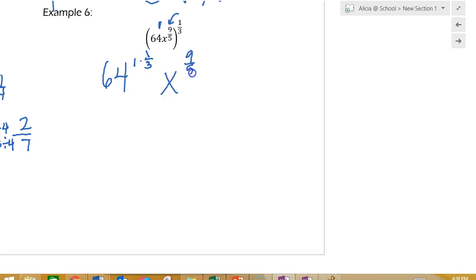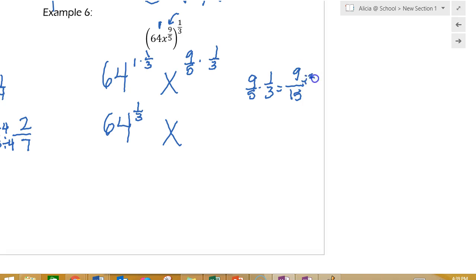We have 9/5 times 1/3. Simplify this as much as possible. So I'm going to have 64 raised to the 1/3 power, because 1 times 1/3 is 1/3. Over here, if I multiply these out, 9/5 times 1/3 is going to be 9/15. Those both can be divided by 3. So that's going to give me 3/5, which is my exponent for my x.